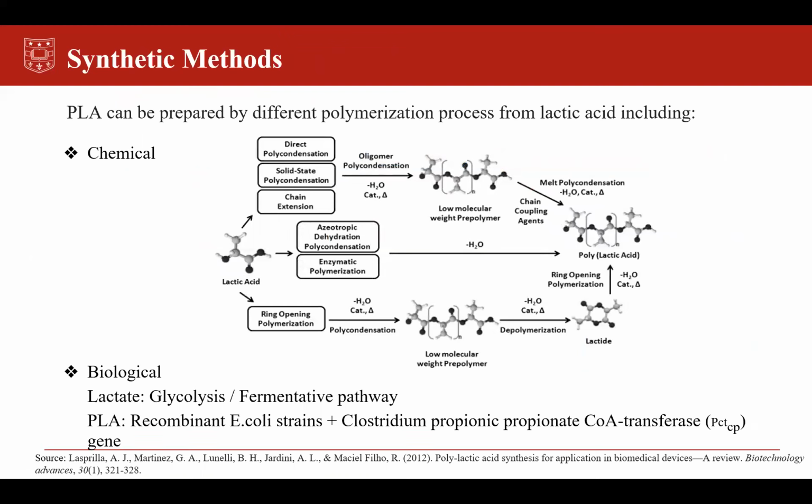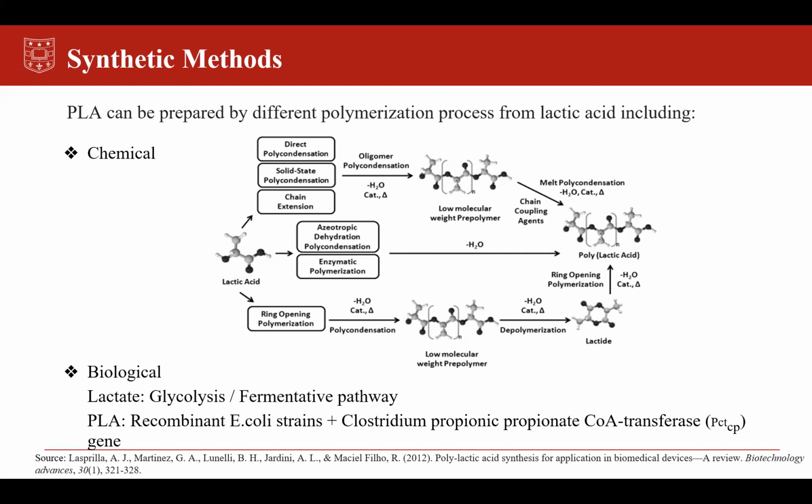So as we look at the synthetic methods of PLA, they can be divided into 2 categories. The first one is chemical methods, and the next one is biological methods. So for the chemical methods, we have 3 different methods. The first one is directly using the polycondensation, and we can generate low molecular weight pre-polymer. And if we continue with catalysis, we can get PLA at the end.